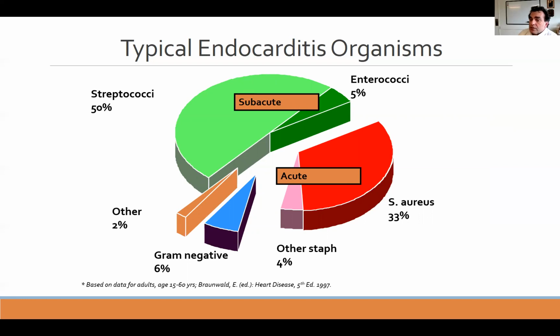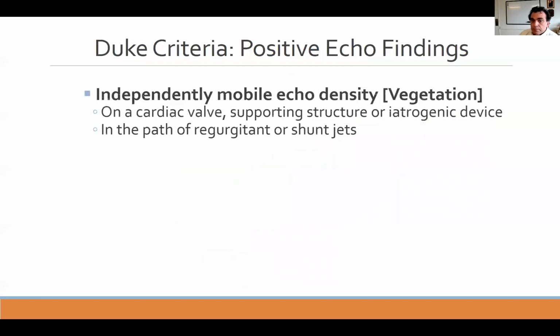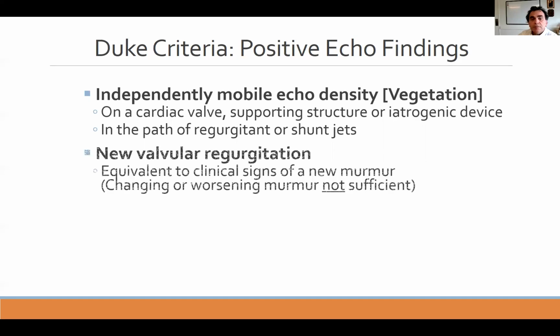Staph aureus endocarditis tends to be acute, while streptococcal endocarditis tends to be subacute, occurring over weeks or even months. So what are the Duke criteria for positive echocardiographic findings? There should be a vegetation, meaning an independently mobile echo density on a cardiac valve, supporting structure, or iatrogenic device, or in the path of a regurgitant or shunt jet. Independently mobile echo density. We also discussed that it has to be on the correct side of the valve in most instances. There can also be a new valvular regurgitation, equivalent to the clinical sign of a new murmur. A changing or worsening murmur is not sufficient.